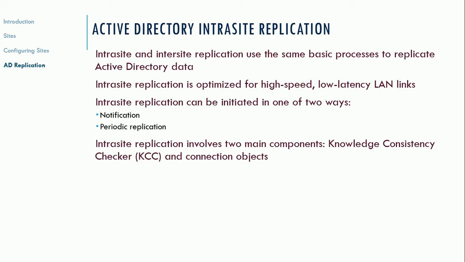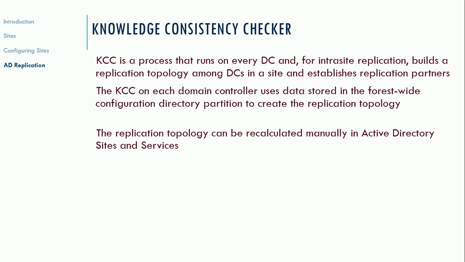Intrasite replication involves two main components: the knowledge consistency checker, or KCC, and connection objects. The knowledge consistency checker is basically a process that runs on all of the domain controllers for intrasite replication. It builds a topology of all of the domain controllers in a site, and it establishes replication partners between those sites. So basically, the knowledge consistency checker's job is to understand the topology of the network in general, and come up with, or maintain, the most efficient path for replication between these different sites. And then once the replication happens between sites, the intrasite replication happens thereafter.